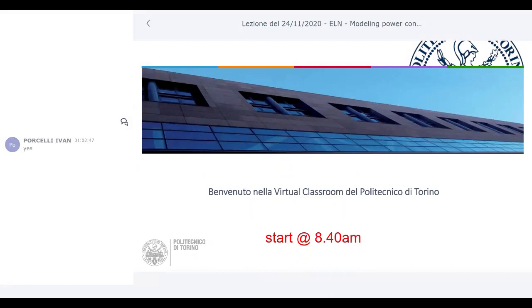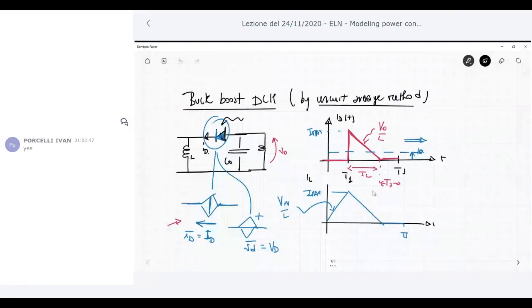whiteboard. Okay, this is what we started yesterday, and I just want to exemplify the process of circuit averaging by taking into account the buck boost operating in DCM. Okay, so remember the main idea.